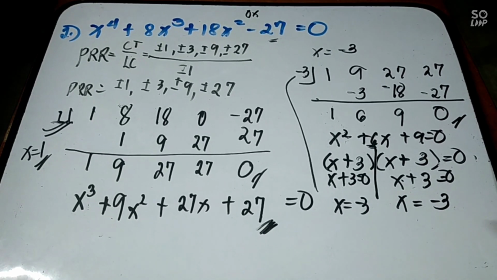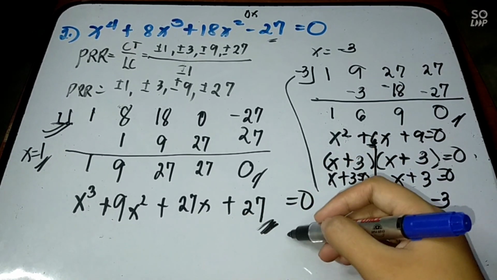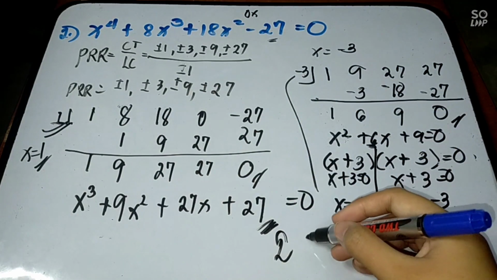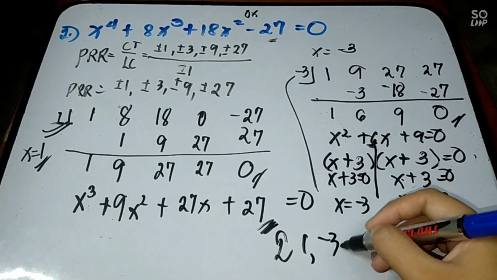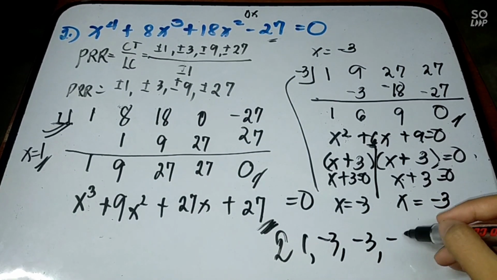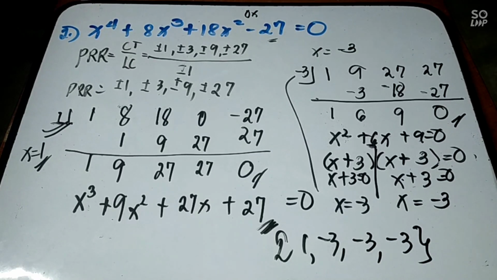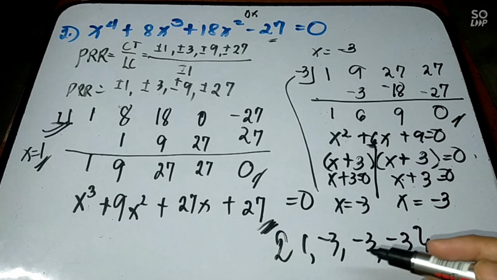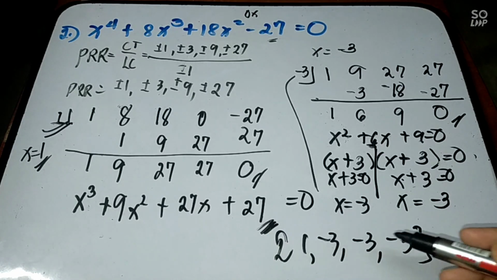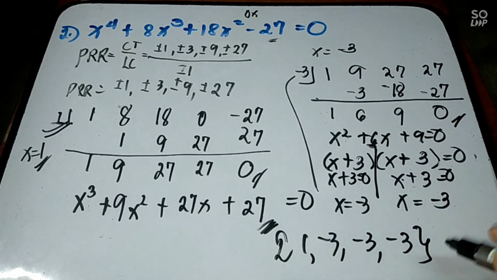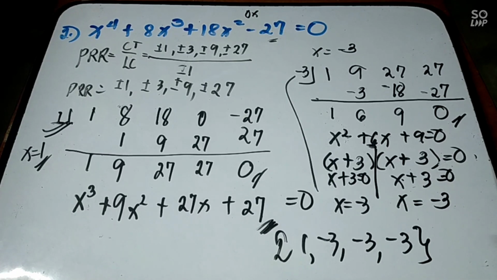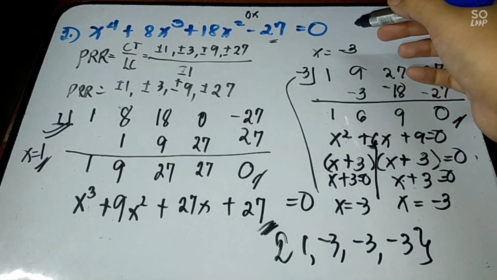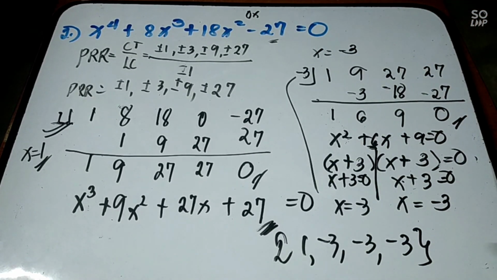So, therefore, the roots are, we have here 1, negative 3, negative 3, and negative 3. That is it. Ibig sabihin, negative 3 times siya. Okay? 3 beses siyang negative 3 at saka si positive 1. So, those are the roots of this polynomial equation. Is it clear? Let us have another one.